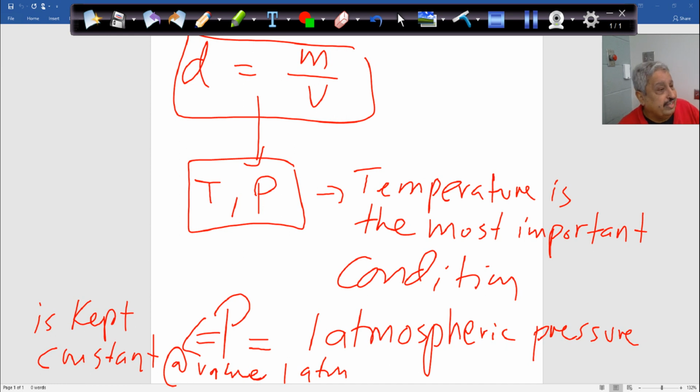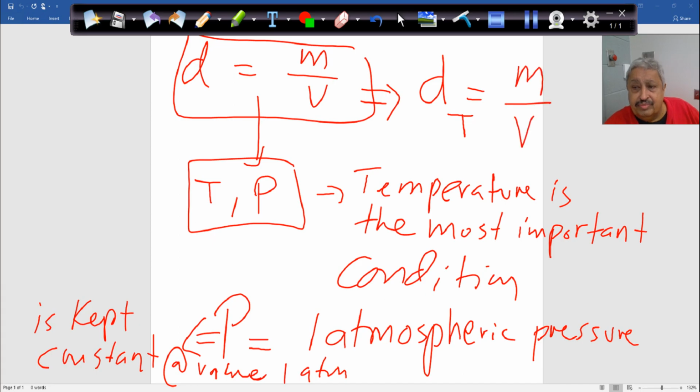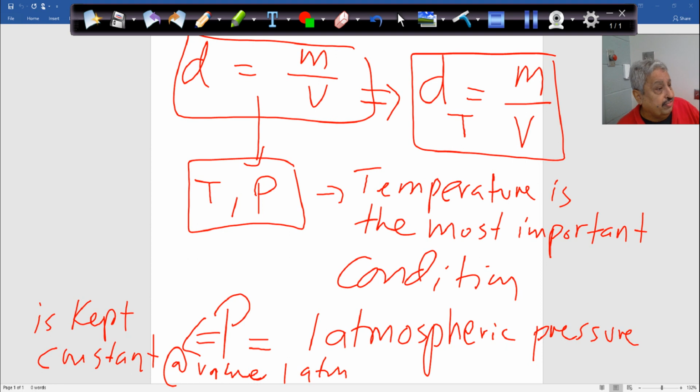So we don't really tend to change the pressure, but we change the temperature a lot in our labs depending on the condition. Therefore this formula has to really reflect the importance of this condition. We write D, density, subscript T, capital T, that's the temperature, and this is mass over volume. So that's the correct way to express the importance of the density dependence on temperature.